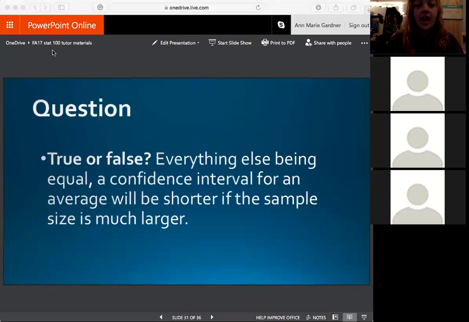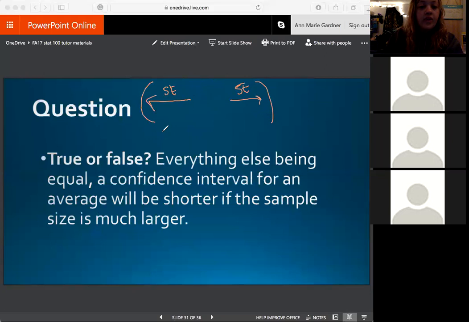Okay, so let's look at the correlation between sample size and our standard error. Remember, our standard error is telling us our spread. So if we have our confidence interval and we're looking at our standard error, the higher our standard error is, the wider it's going to be. If our standard error is bigger, then it's going to be a wider confidence interval.